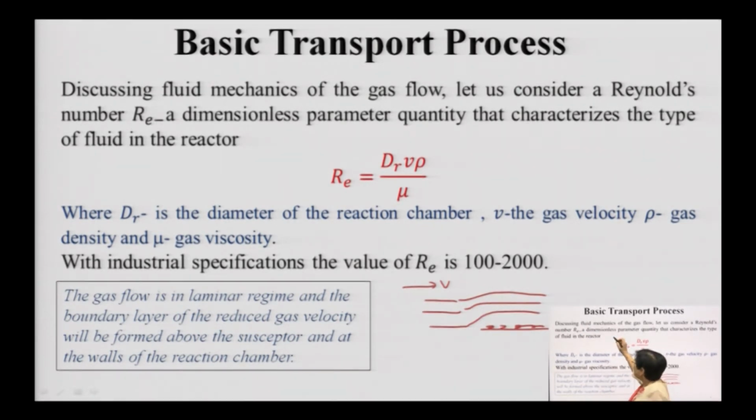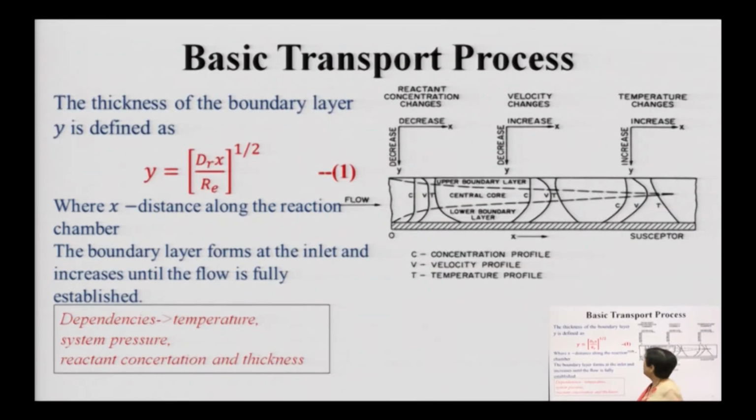Now, any fluid mechanism of the gas flow is represented in the form of Re, which is a dimensionless parameter, known as the Reynolds number, and it is given by d rho V divided by mu, where d is the diameter of the chamber, V is the velocity with which the gas is introduced, rho is the density and mu is the viscosity. Now, with this first equation, let us go ahead.